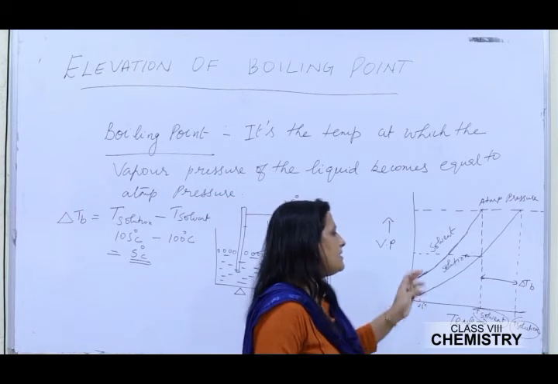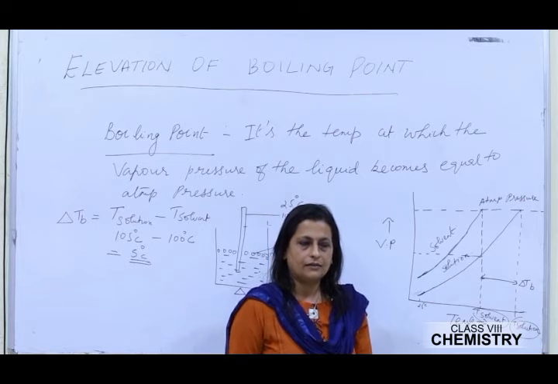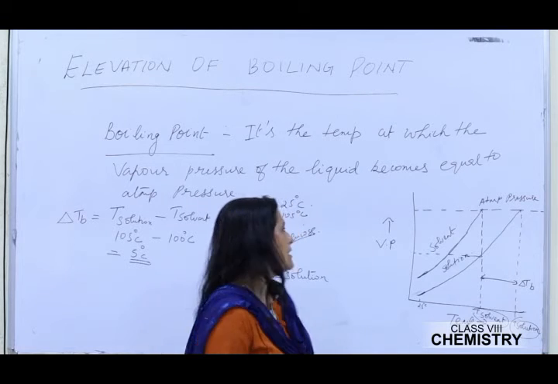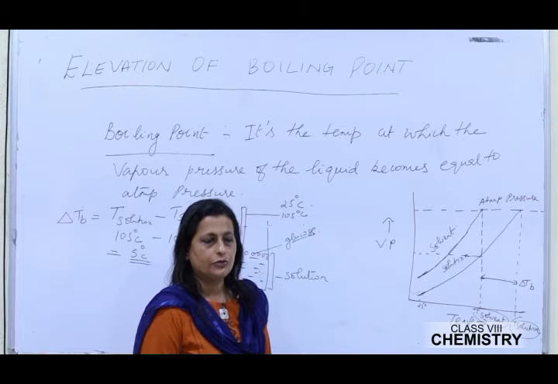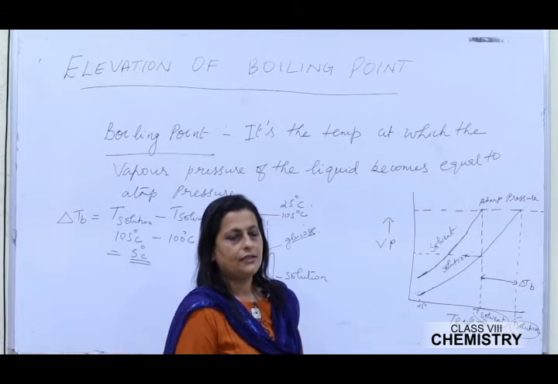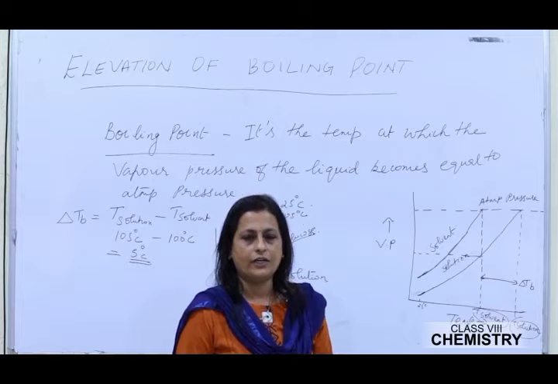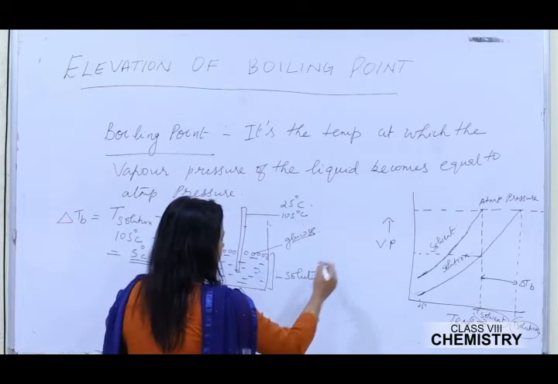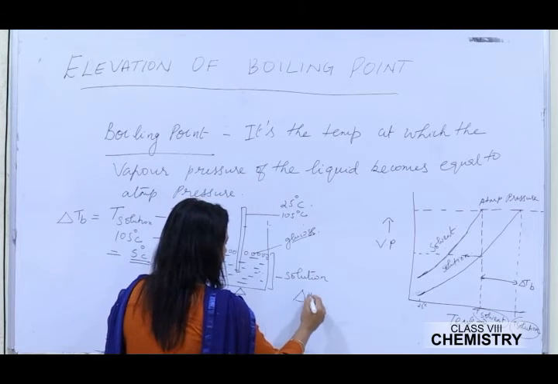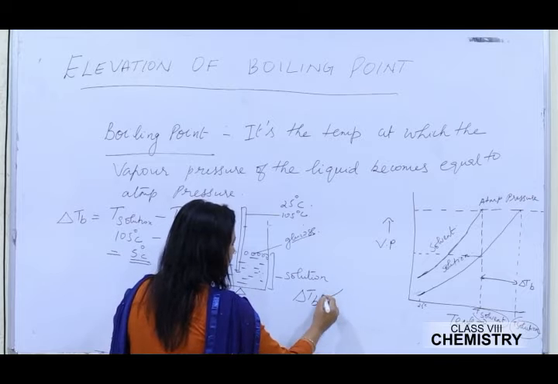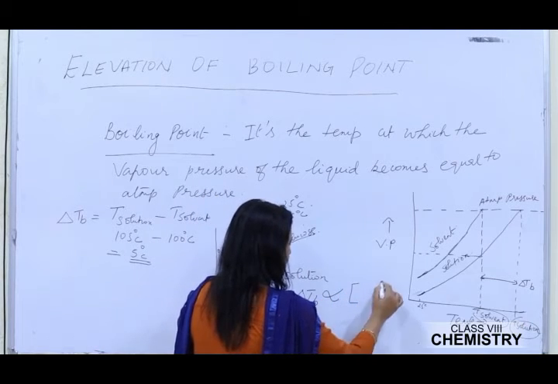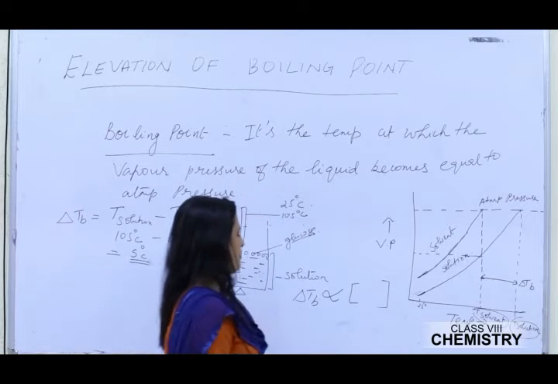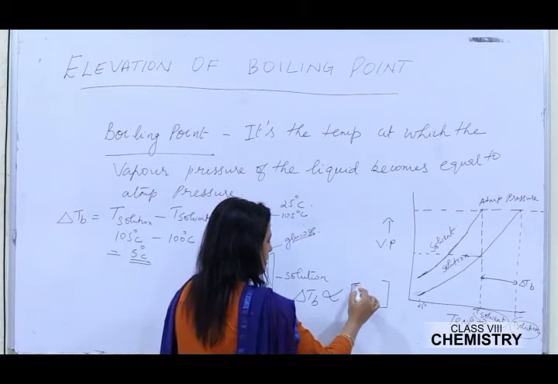So why is this elevation in boiling point coming? The elevation in boiling point is coming when you are adding what? Non-volatile solute. So it depends upon the amount of non-volatile solute. So delta TB, that is elevation in boiling point, is directly proportional to the amount of the solute. And we are representing the amount of the solute in terms of concentration.